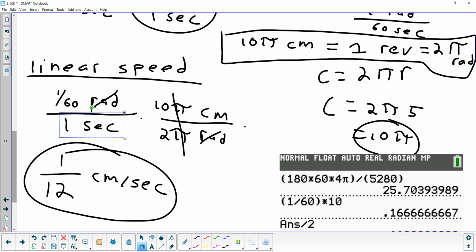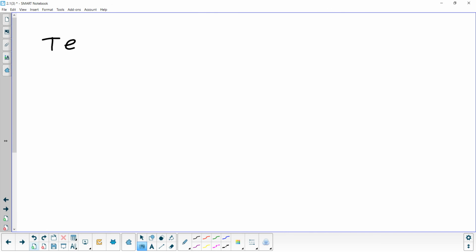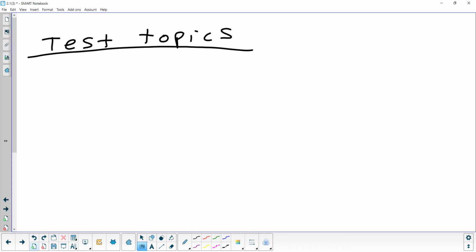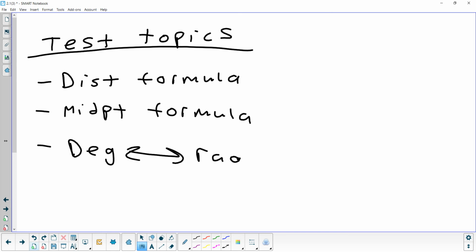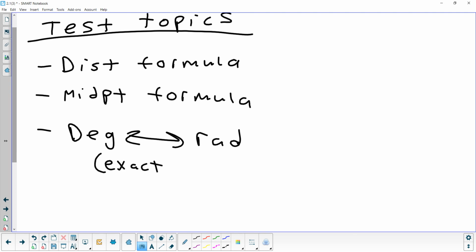So for the test tomorrow, if you're thinking of making a reference sheet, which is optional, but if you want one, you can have it. These are the topics you would want to play. Okay, distance formula. Have a couple problems with that. Midpoint formula. Couple questions on that. Converting from degrees to radians, and radians to degrees. Okay, both. For this one, I'm going to look for exact answers and decimal. So there might be some where I say, go ahead and round it off to 2 decimal places. Some where I say, just leave it exact.